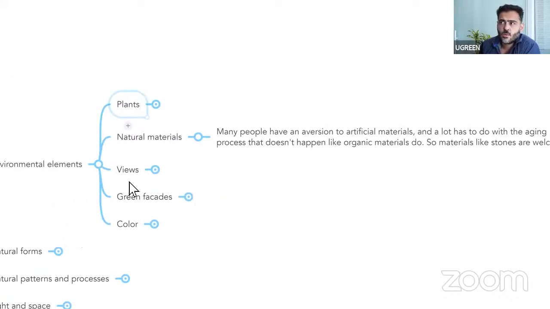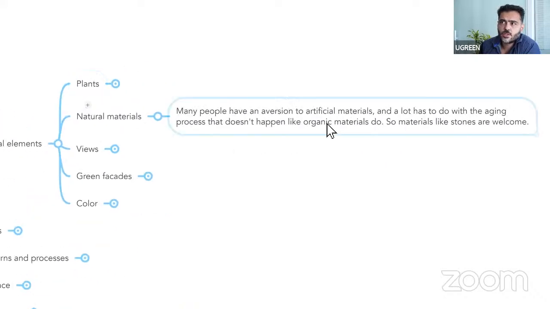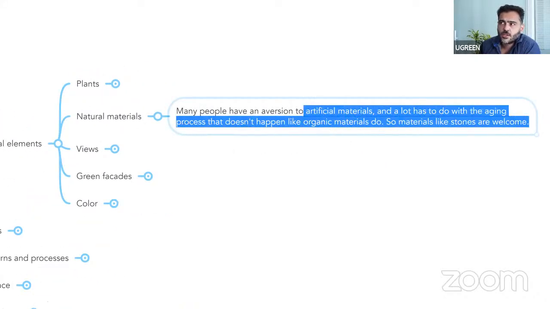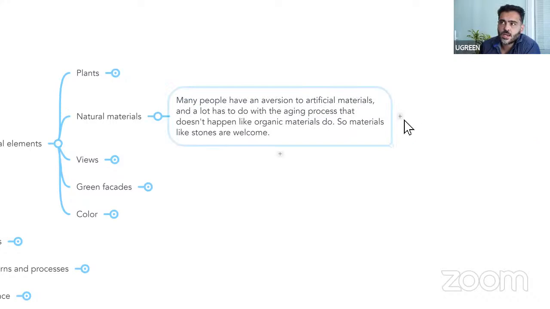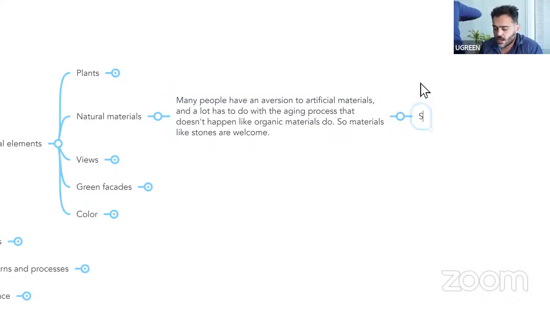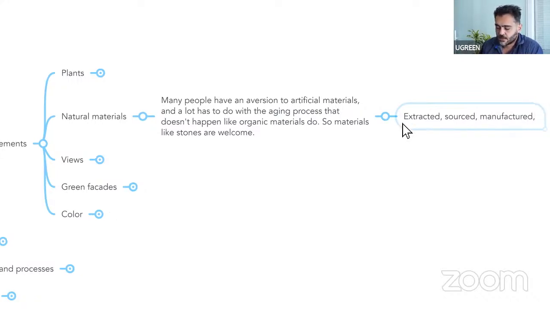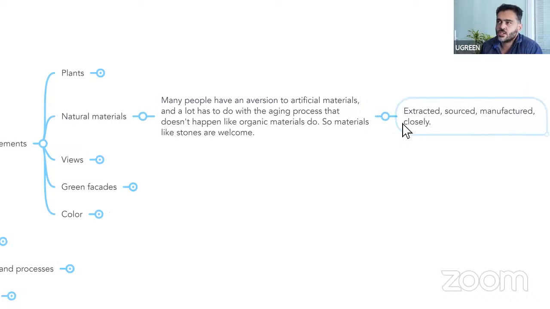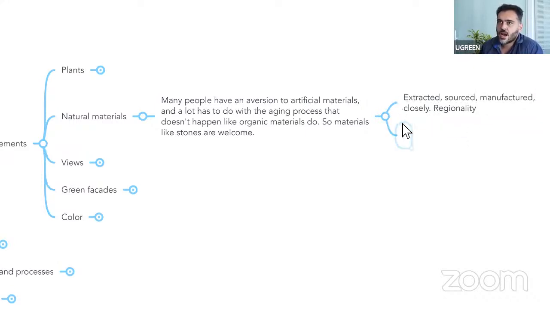Natural materials. When we are talking about natural materials, of course, when we are using stones and things like that, we are going to enhance health inside our spaces. But when we are talking about sustainability, we need to understand that these natural materials need to be extracted, sourced, and manufactured. So it's important that you have them as a regional material. Regionality is going to be important. And also, when we are talking about materials, when we are talking about industries, right?